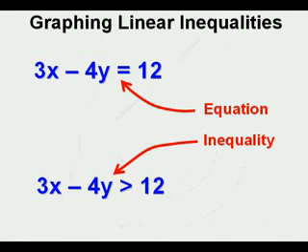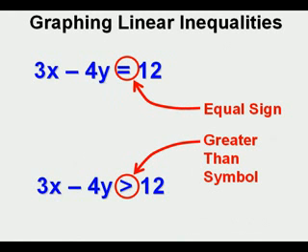A linear inequality in standard form looks very much like an equation in standard form. Here we have the equation 3x minus 4y equals 12, and the inequality 3x minus 4y is greater than 12. The only difference between these two relationships is the symbol of equality. In the case of an equation, it's an equal sign, and in the case of an inequality, it's the inequality symbol, in this case, greater than.